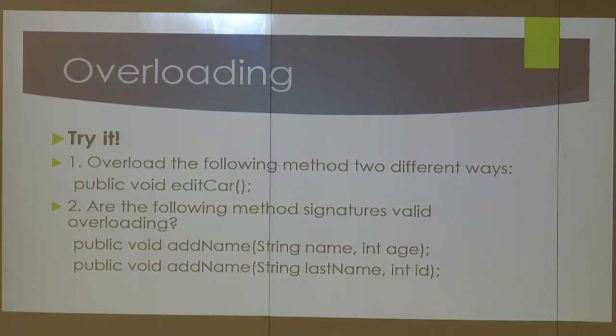So a little example exercise to think about is if you wanted to overload a method like public void editCar in a couple different ways. Of course, there's a lot of different ways to overload methods, but you could just think about a couple ways that you would do it. And then if we compare the two method signatures at the bottom, think about if they are valid overloading. So keep in mind our definition of overloading was different number, type, or order of parameters. So I'll let you guys look at this for a couple seconds and think about it.